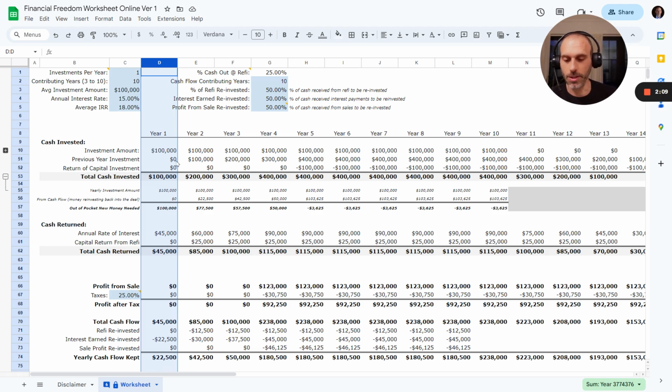Then this is going to take the previous year. So right now, we'll just assume we put one investment per year. We're going to do it for 10 years consecutively, and we're going to put 100 grand a year. What this will do is count the previous year's $100,000, and it keeps adding up because it's a way of keeping hold of your account balance, if you will, right? Your credits. And then we have this category here, return of capital investment.